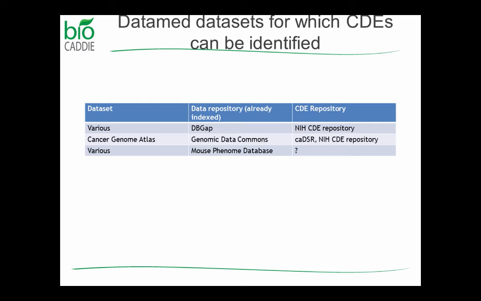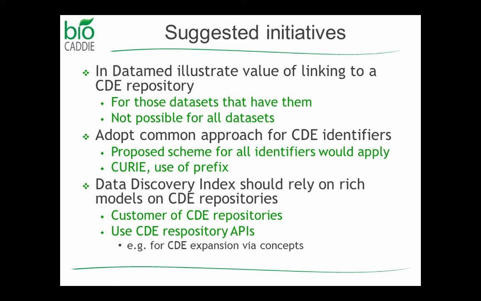The other one we've talked about that I haven't covered here is dbGaP, so that's the only new information on that slide. So that comes back to the summary of the suggested initiatives. With this low-hanging fruit, can we show the value of linking to a CDE repository? Just getting over the fact of how we work with identifiers for CDEs based on the scheme that Chris has described around how we identify anything.